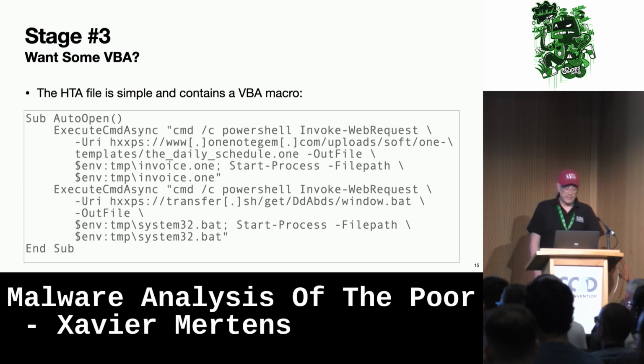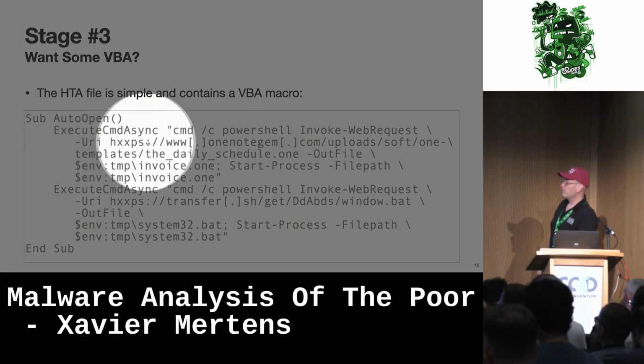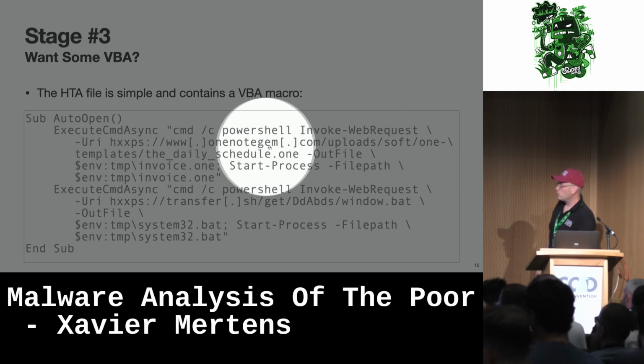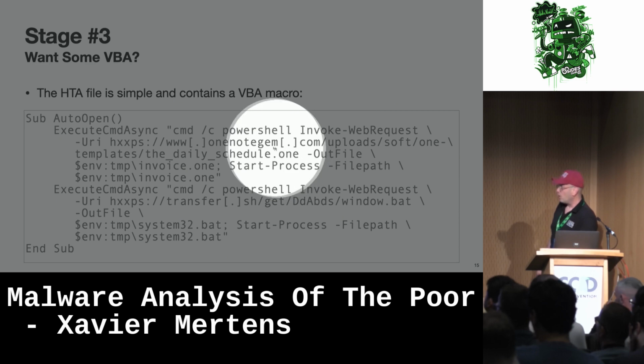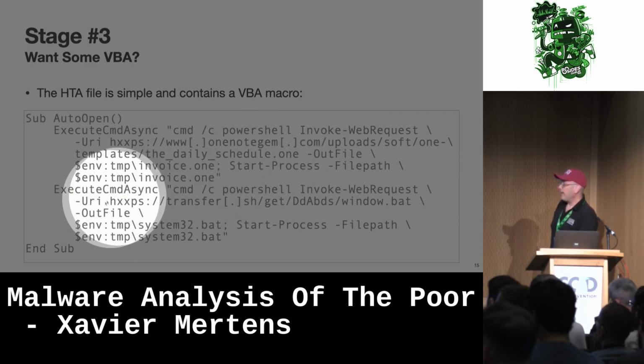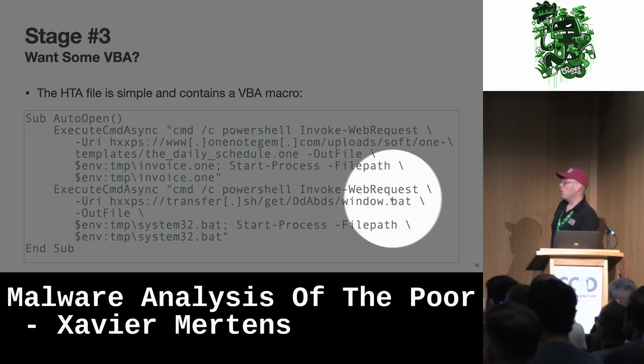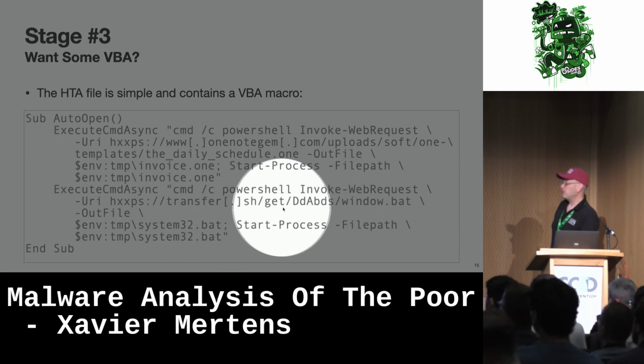What it does, it executes two commands, two PowerShells. These PowerShells will download two URLs. The first one downloads from www.onenote.egm.com, upload, blah, blah. So another OneNote file. And the second PowerShell will download a window.bat, and then it will execute it.